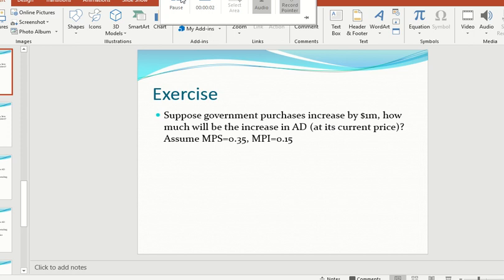Let's work on one more exercise. Suppose government purchases increase by $1 million. How much will be the increase in aggregate demand at its current price? We are given marginal propensity to save, and we are given marginal propensity to import. So why don't you pause for a few minutes to solve this problem?